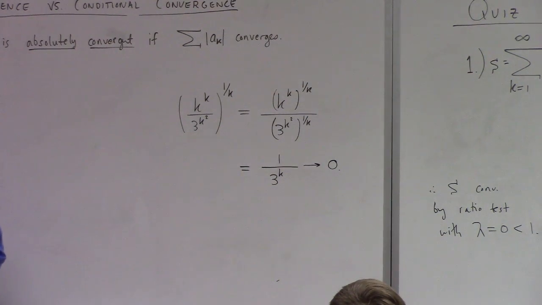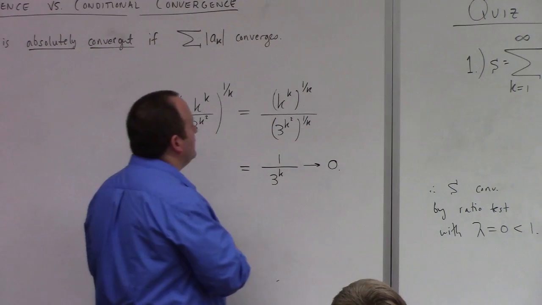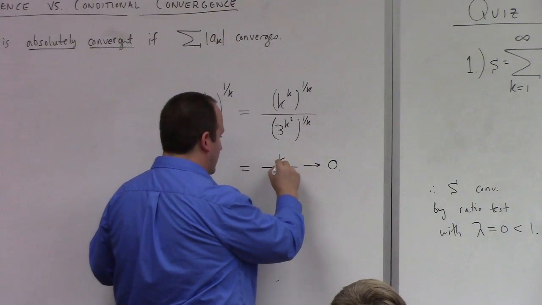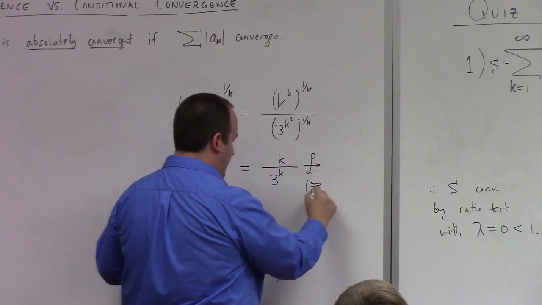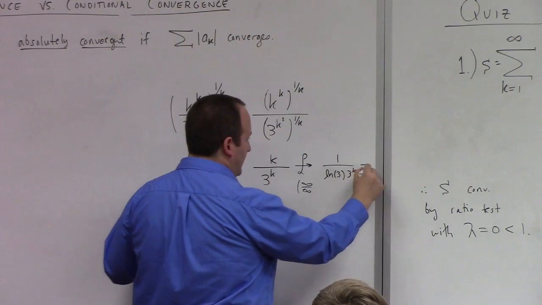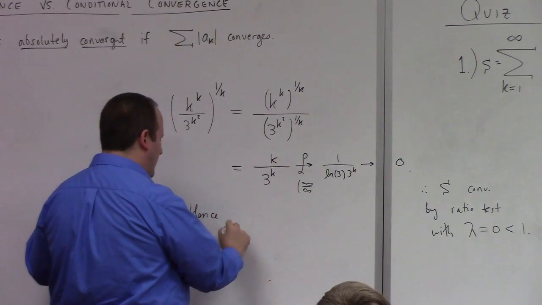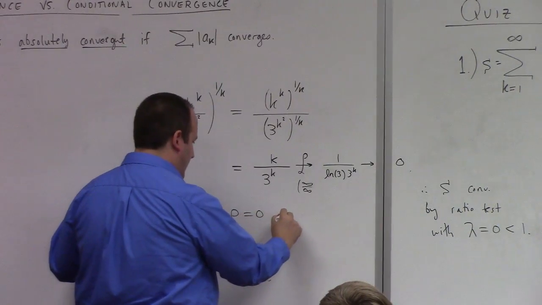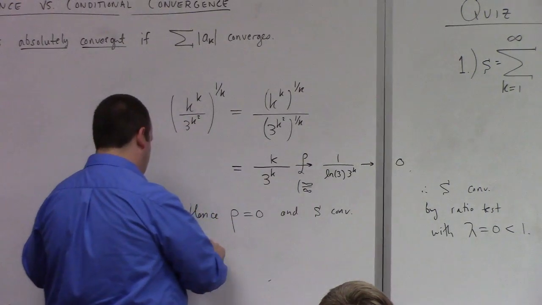Why did you say k over... Oh, is that k? Yeah. Oh, I'm an idiot. Thank you. So, L'Hopital, infinity over infinity, 1 over log 3, 3 to the k, and then that goes to 0. Hence, what do we call it? Rho? Rho equals 0, and S converges by root test.